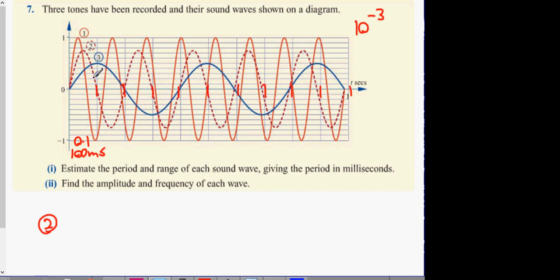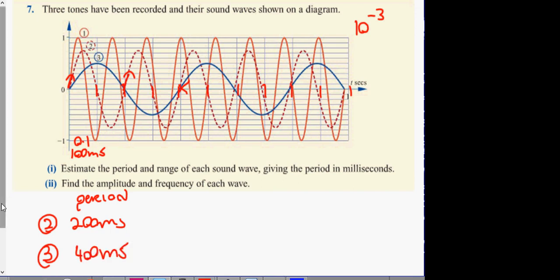Now, number 2 has a period of, it's on its way up, and now it's on its way up again. It's 2 of them, so it's going to be 200 milliseconds is the period. Okay, for number 3, or wave 3, it's going to be 1, 2. It's going to be 400 milliseconds.